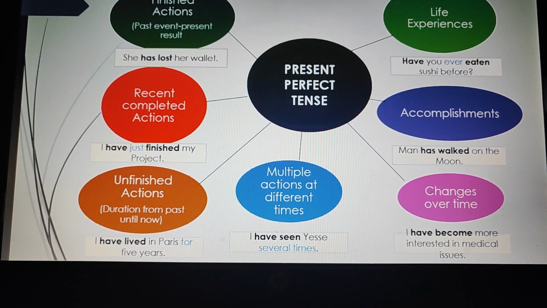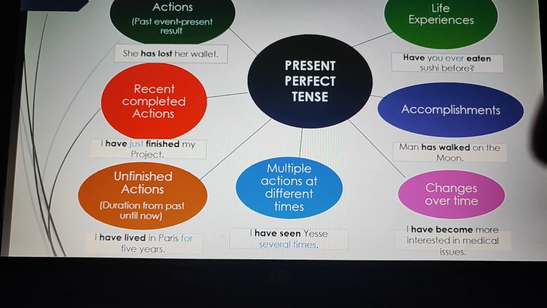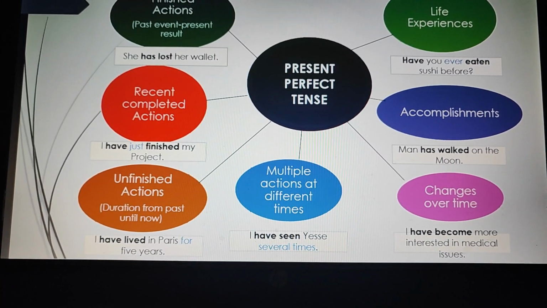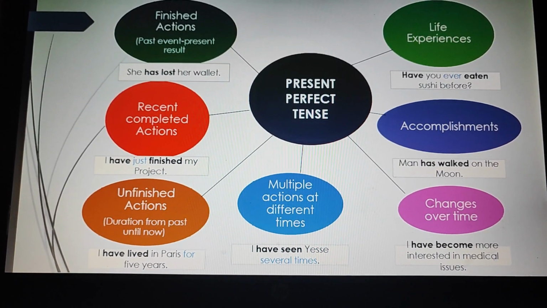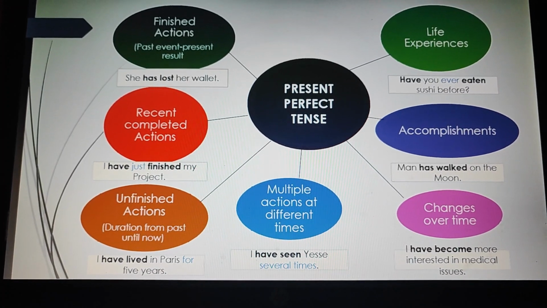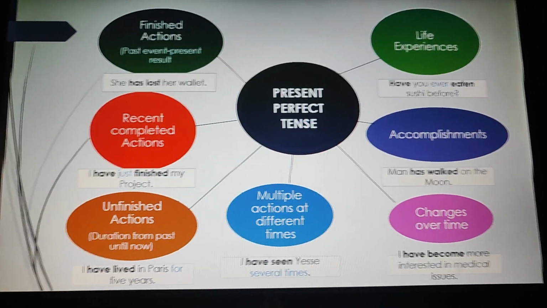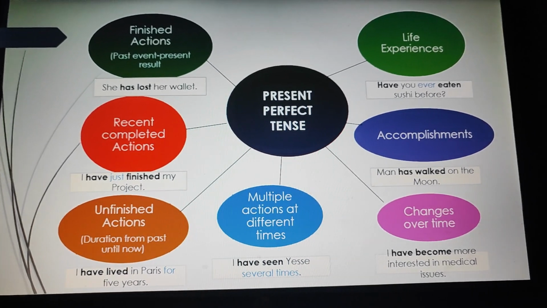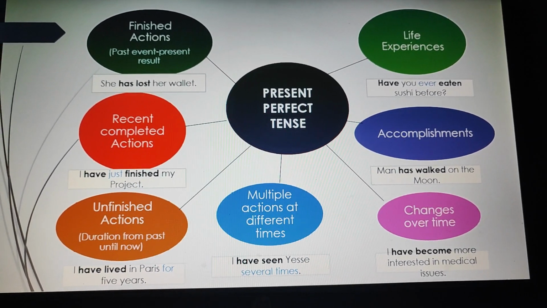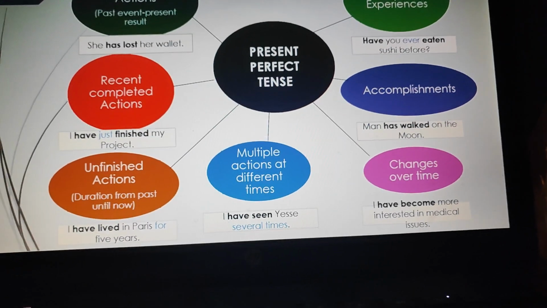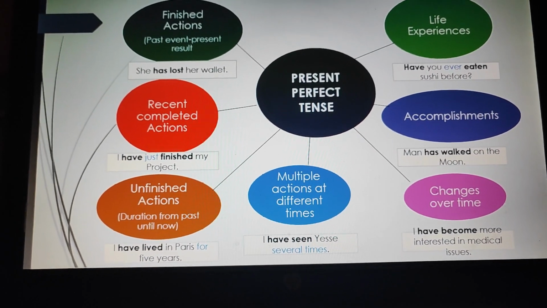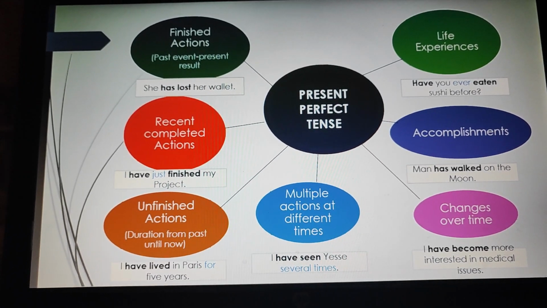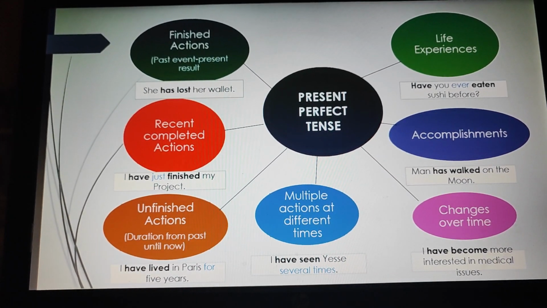Multiple actions at different times. I have seen Jessie several times. In these cases, maybe it's an action that is common, or the person always did the actions. Life experience. Have you ever eaten sushi before? In this case, we are using present perfect, maybe to ask about hobbies or activities that a person may do.